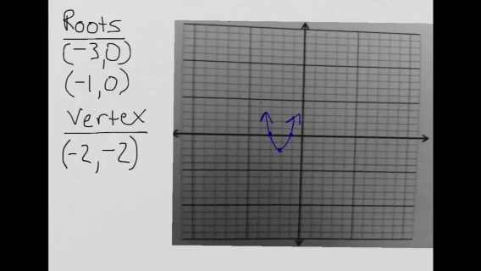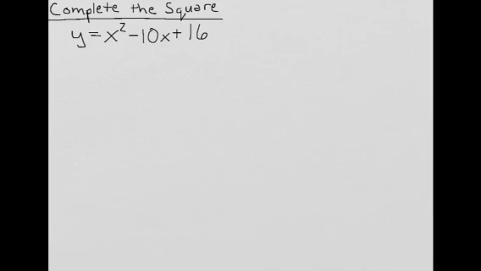Okay, now we're going to go on to problem 2a. In 2a, this one I've actually put into your problem correctly. So in 2a, we're going to complete the square to find our roots, our vertex, and do all the graphing and such. So what we do is we want to move our 16 to the other side. So subtract the 16 on both sides.